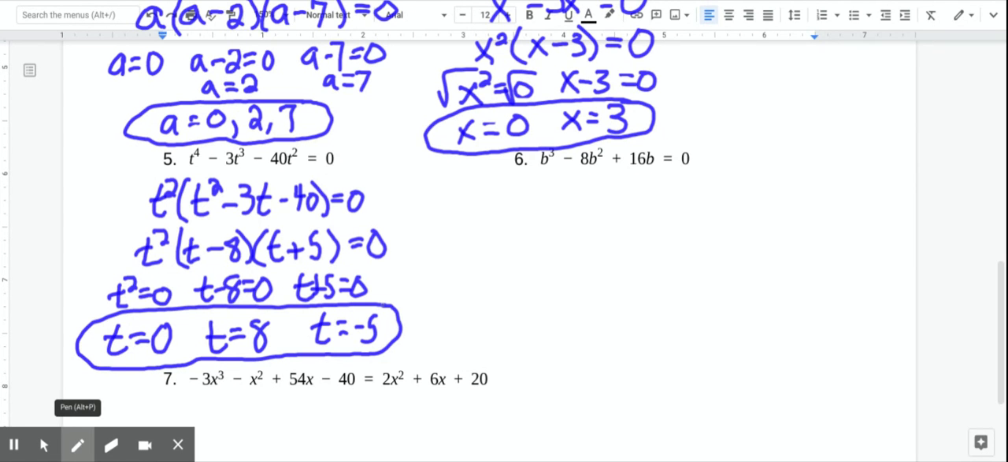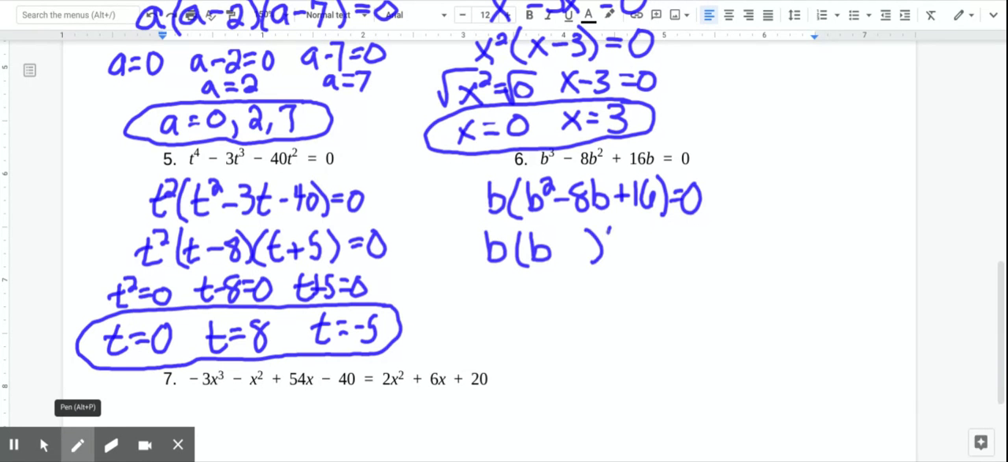It has a GCF. The GCF is b, so we'll factor that out. So we have b squared minus 8b plus 16. And then we'll keep factoring. It's going to be b and b. The signs are the same. They're both negative. So I'm looking for factors of 16 that add up to negative 8. So negative 4 and negative 4. And now that it's factored, I'm going to take each of the factors and set it equal to 0.